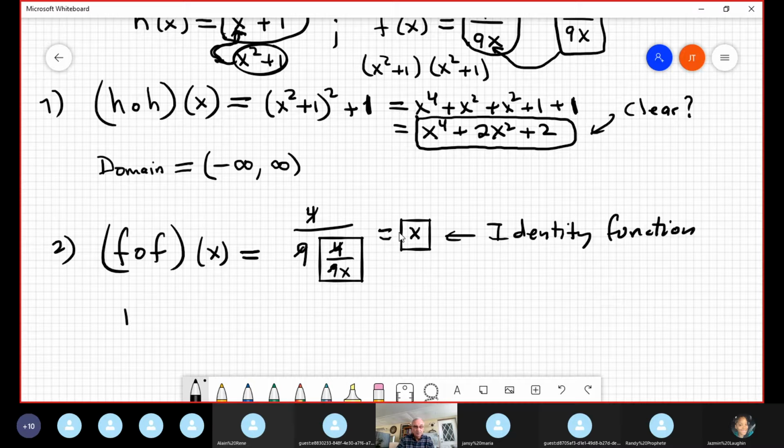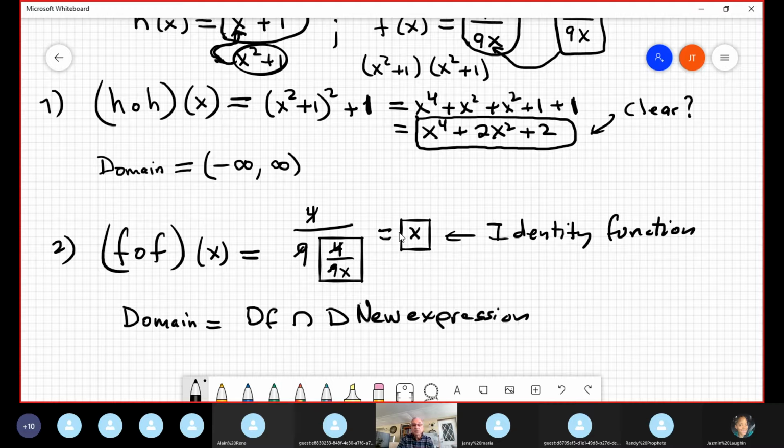Okay, what about the domain? I need to understand the domain. Remember, the domain of the composition is formed by two pieces. The domain of the first function, the domain of F, intersection the domain of the new expression. It's formed by two pieces.